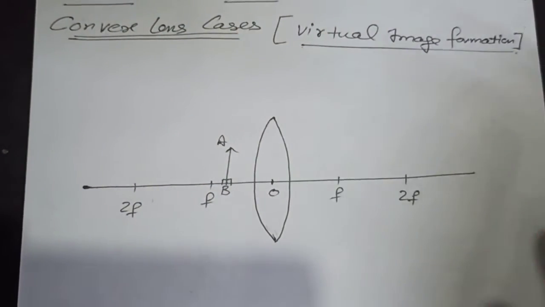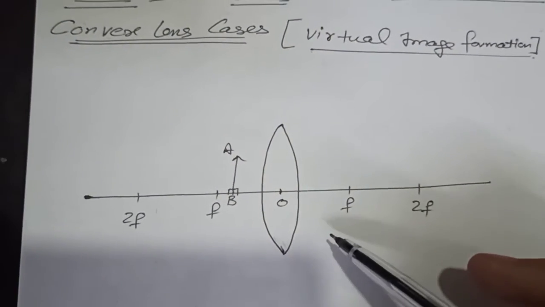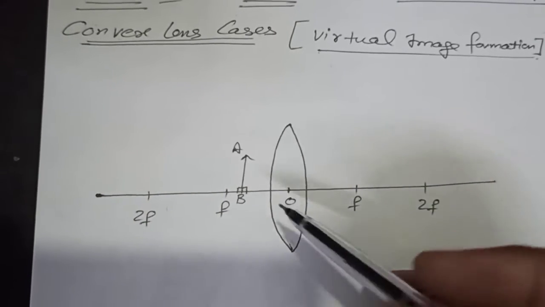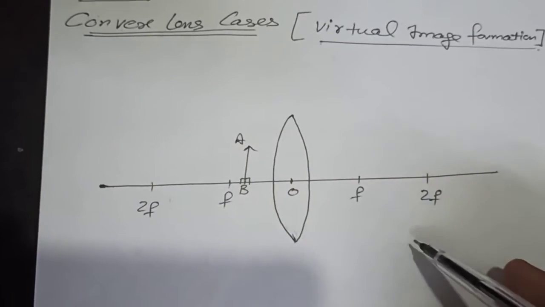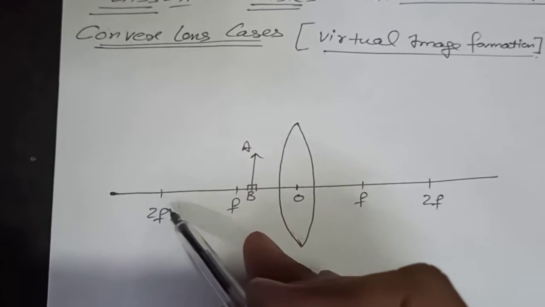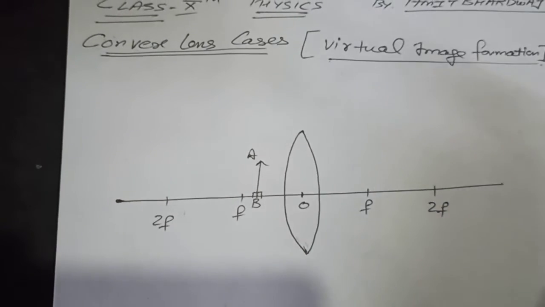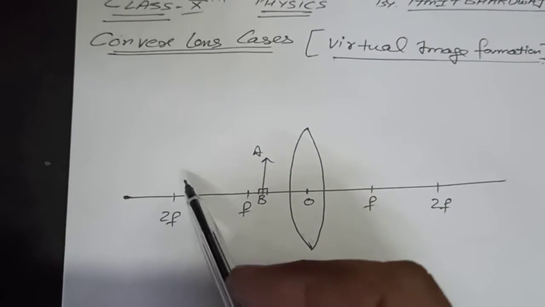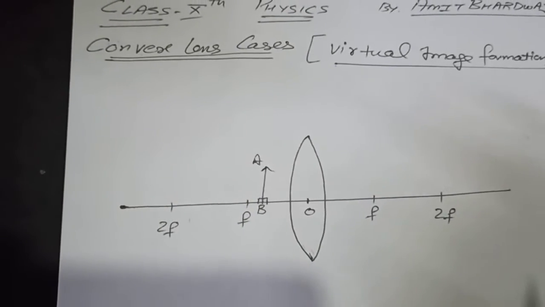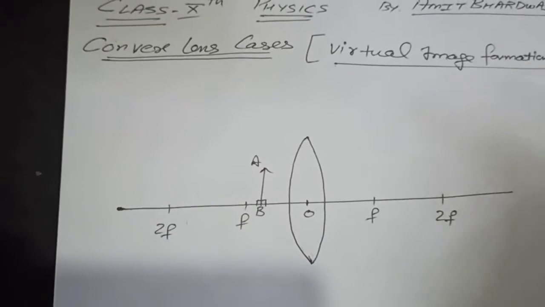One is for the convex lens having the virtual image formation. We have already discussed the concept that a convex lens is this and its focal length is positive. These are the focal lengths, these are the 2f. Whenever the object is placed between f and 2f, the image is beyond 2f and it is real and inverted. Whenever the object is placed at 2f, the image is at 2f on the other side and real and inverted. Whenever the object is at f, the image is at infinity.